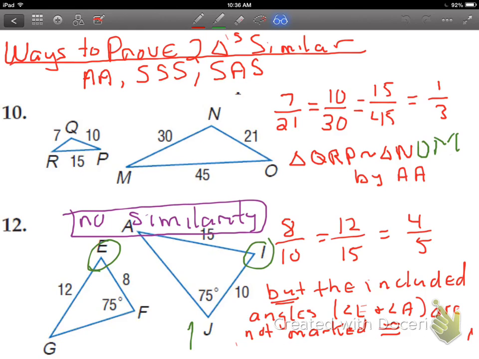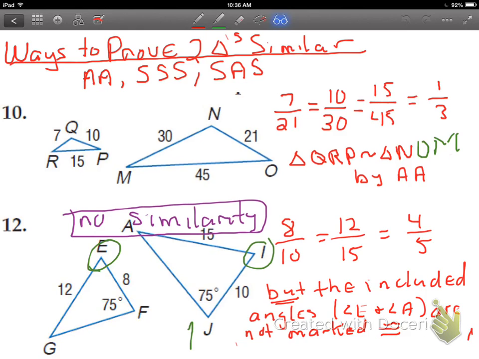So triangle QRP is similar to triangle NOM by side, side, side. The order of the letters is important. When I said QRP, that path would be going down the smallest side, then across the largest. The same path has to be then NOM for the second triangle.